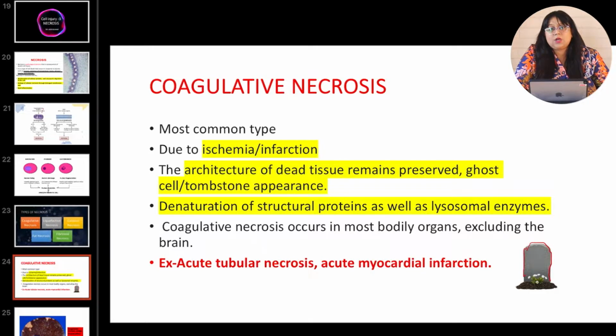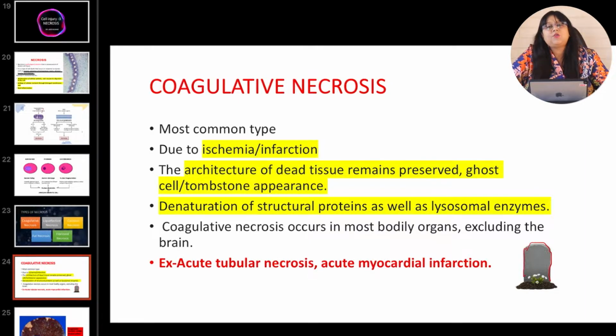And where will you find the coagulative necrosis? Well, coagulative necrosis occurs in most of the body organs. However, the exception being brain. Remember this point. There is coagulative necrosis in all organs of body except brain. And what type of necrosis do you see in brain? You see liquefactive necrosis in brain, which I will be telling you in the next slide.